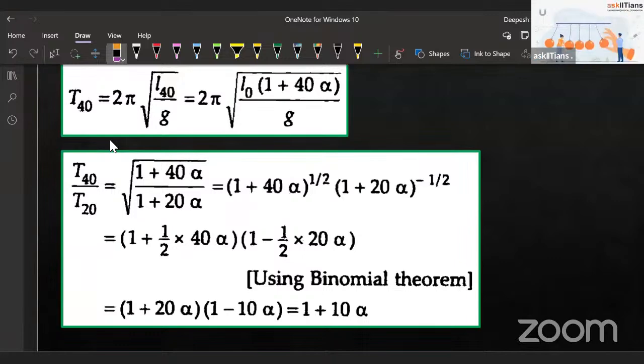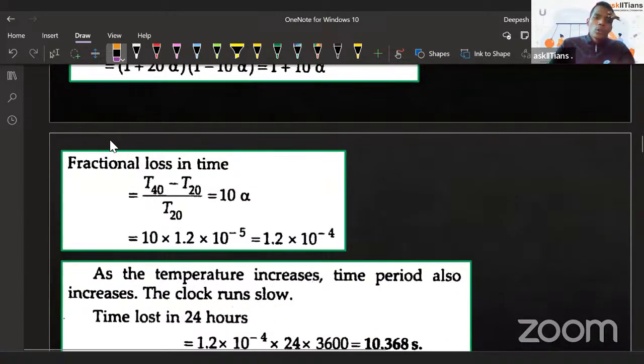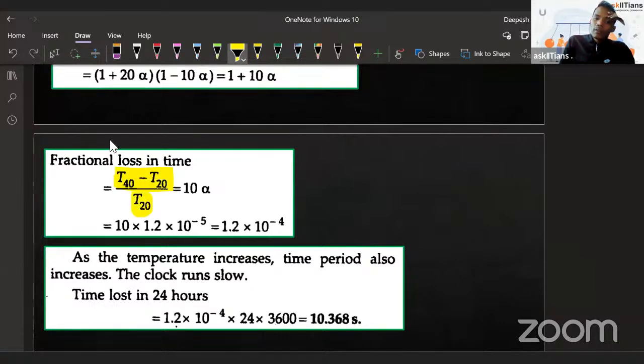If you don't, you can say right now we can use it. And after that, the question becomes solvable. Because if you want to calculate the fractional loss in time, it is what? 40 minus 20 by 20, which is equal to 10 alpha. This is what you can do to get your answer. That's it. You don't need anything else.